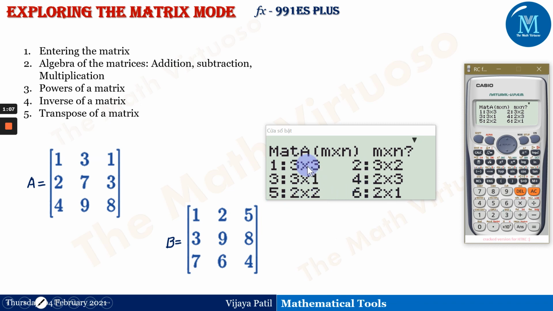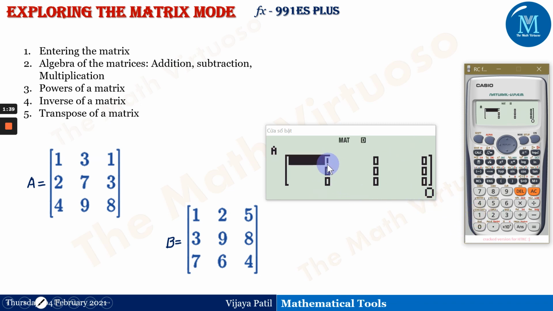Under these dimension options, we have 3 cross 3, 3 cross 2, 3 cross 1, 2 cross 3, 2 cross 2 and 2 cross 1. If you observe here, there is one small arrow. The meaning is that a few more dimensions are available, that is 1 cross 3, 1 cross 2 and 1 cross 1. Out of that, we just wanted 3 cross 3, so I'm putting 1 for the first number.